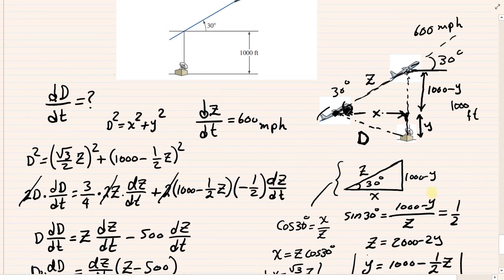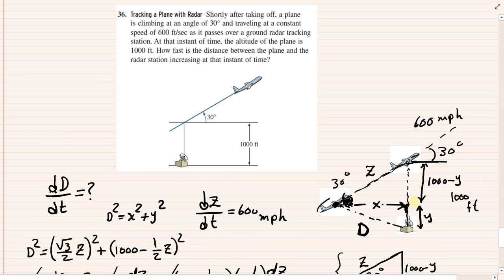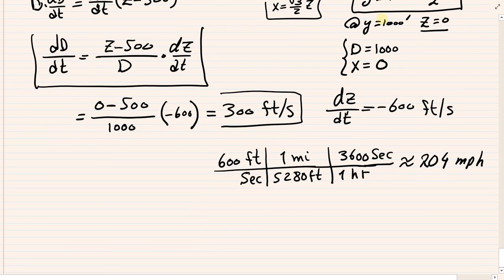So the answer is going to be, again, in feet per second. Make sure I answer the question: how fast is the distance between the plane and the radar increasing? The distance is increasing. That's why we need to turn this rate into a negative rate, so we get a positive rate of change of the distance. We make this negative 600. Otherwise, it won't make sense to have negative 300 for increasing. And with that, we are done.